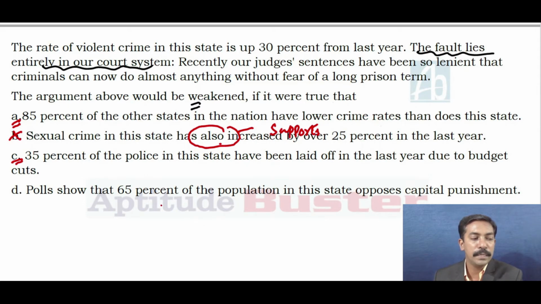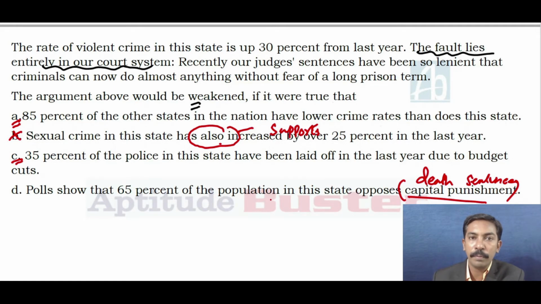Look at option D. Polls show that 65% of the population in this state oppose capital punishment. By the way, what do you understand by the phrase capital punishment? Capital punishment means sentencing one to death. Indirectly, option D supports the argument. When you say 65% of the population, it means majority.